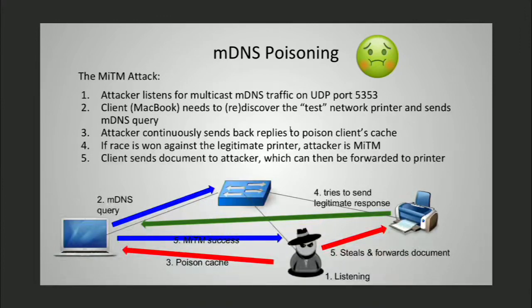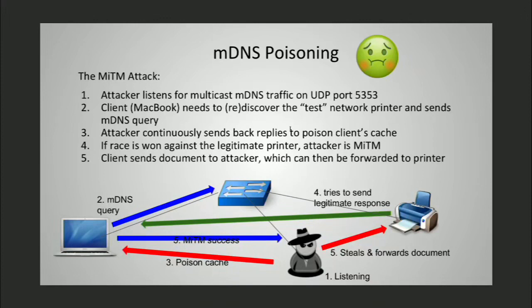We listen as a man-in-the-middle attacker on the network. We just listen for multicast MDNS traffic on this UDP port. Since it's multicast, we can listen to it without having done anything else. We don't need to do, for example, ARP cache poisoning or DNS hijacking. We just sit on the network and listen for multicast traffic.